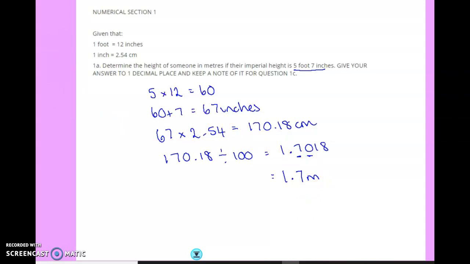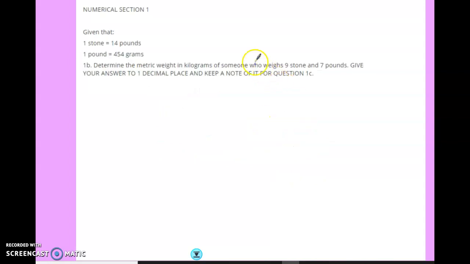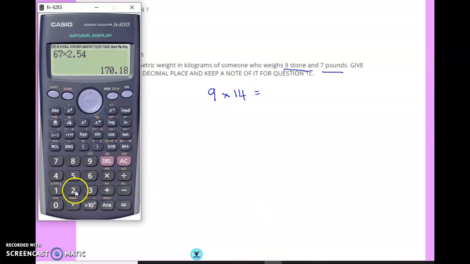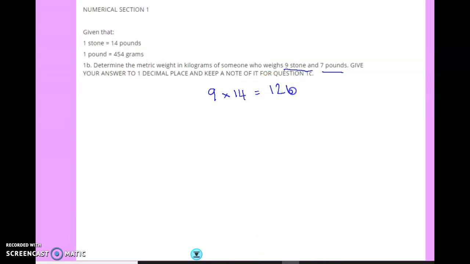The next one then, changing from 9 stone 7 pounds into kilograms. We start with a 9, it's 14 pounds in a stone, so we do 9 lots of 14. Which is 126. We've got an extra 7, let's add on that 7. 126 add 7 is 133 pounds altogether.